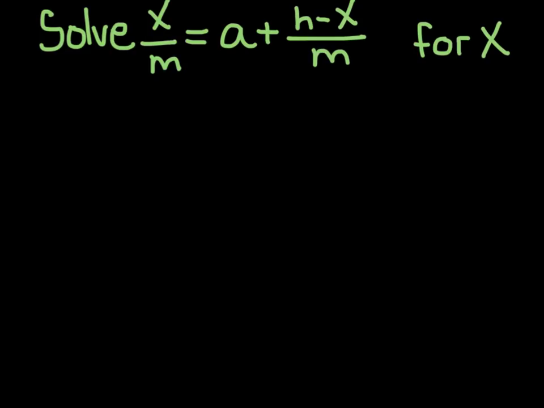Here's another example. Solve x over m equals a plus h minus x all over m. Solve it for x. So here's another one where x is in here more than once. We need to get it all by itself. So what I'm going to do is first get rid of this m in the bottom.